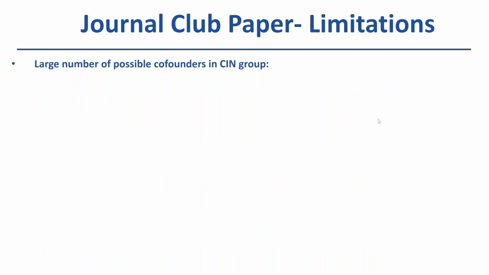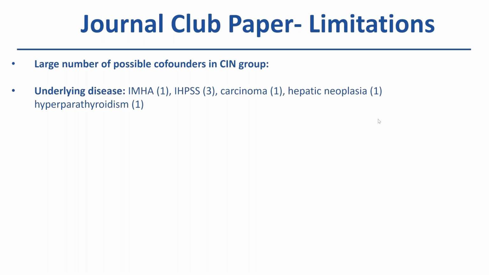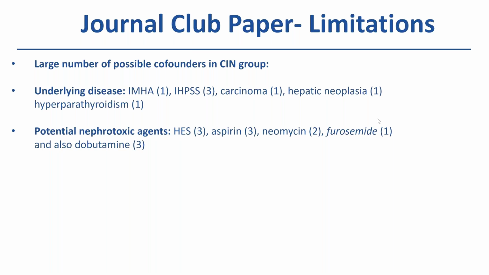And then looking at more of that contrast-induced nephropathy group, it's that large number of possible confounders. So looking at the diseases, there's one that had IMHA, 2 with neoplasia, and 1 with hyperparathyroidism, and 3 of them had intrahepatic portosystemic shunts, where you could maybe think, well, actually, is this a population that is increased risk? But obviously, those are going to be the ones undergoing CT angiography, so it has to be taken with a pinch of salt. And there's a lot of potential nephrotoxic agent use, so hetastarch, aspirin, niacin, and debatably furosemide. And then I guess a reverse nephrotoxic agent such as dobutamine could mask some of the changes as well.